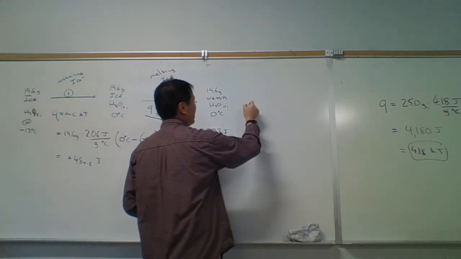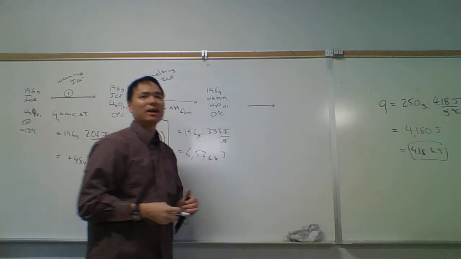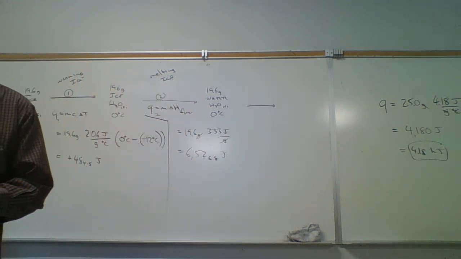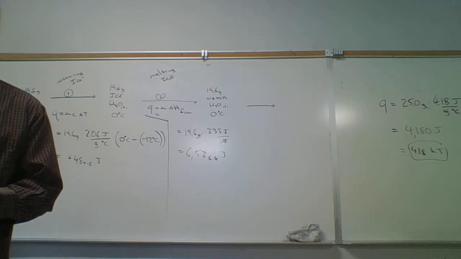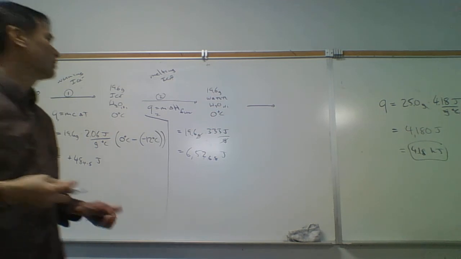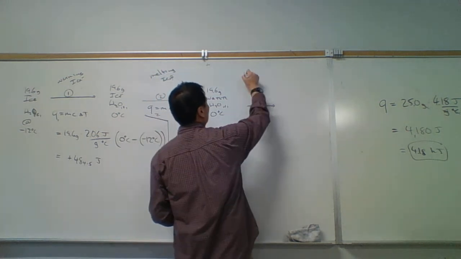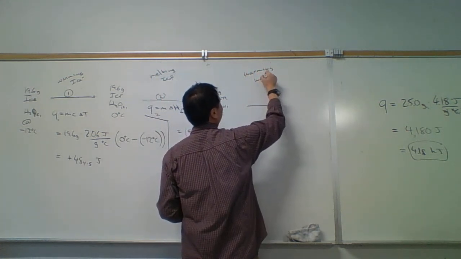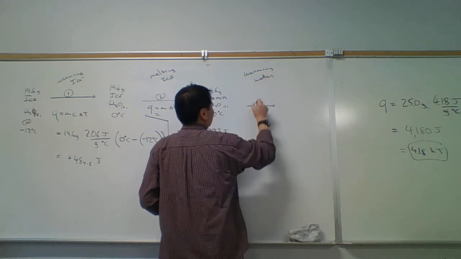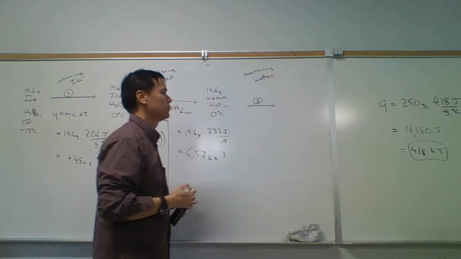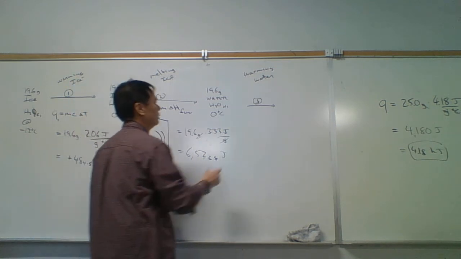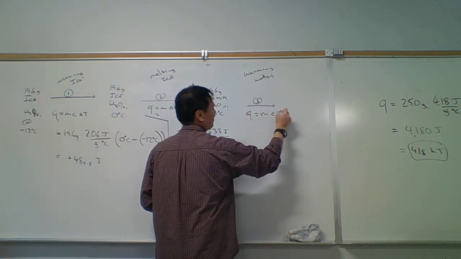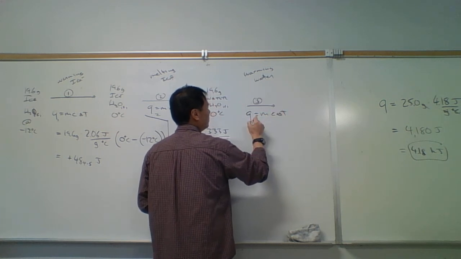Okay, once I've melted all the ice, there's no more ice to melt. And so if I keep adding heat to water, what's going to happen to the water? Yeah, we're going to warm it. So now we're going to warm the water. When we warm the water, what equation do we use? Q equals MC delta T. This is going to be Q3.